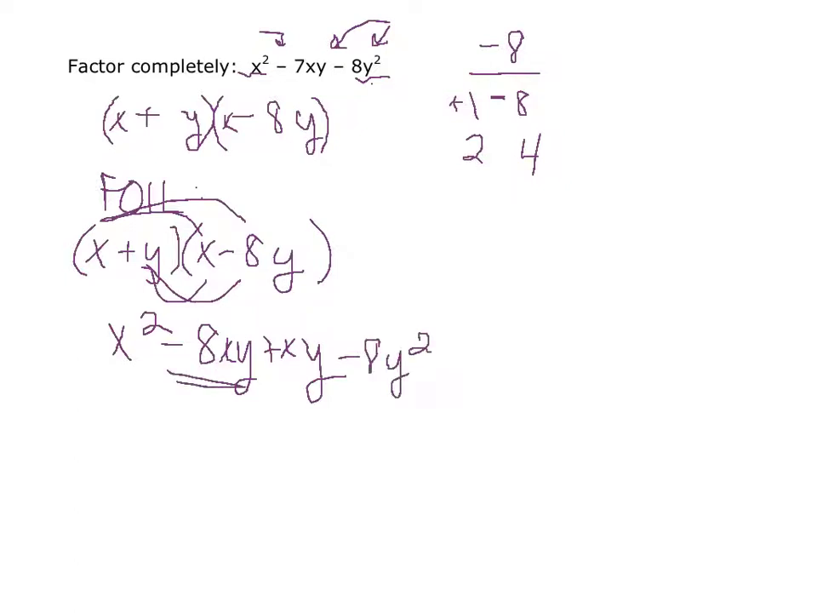These middle two terms are like terms. They're both xy's. So we get x squared minus 7xy minus 8y squared. And sure enough, that's what we started with.